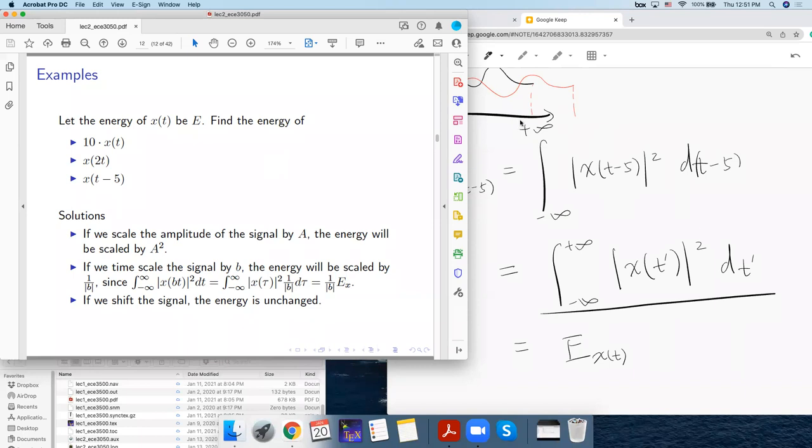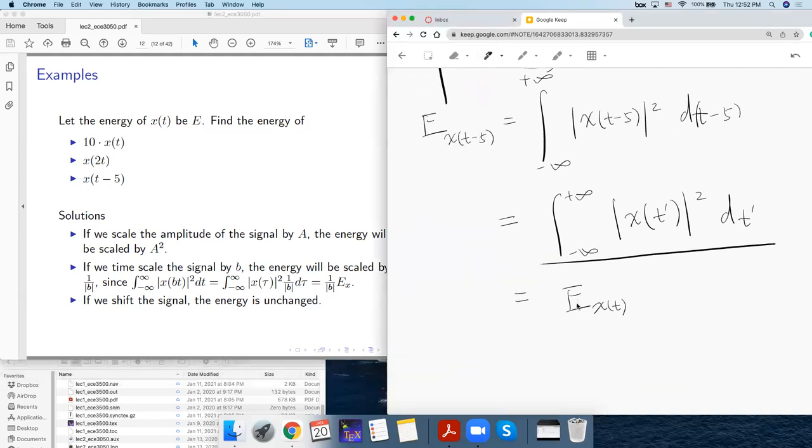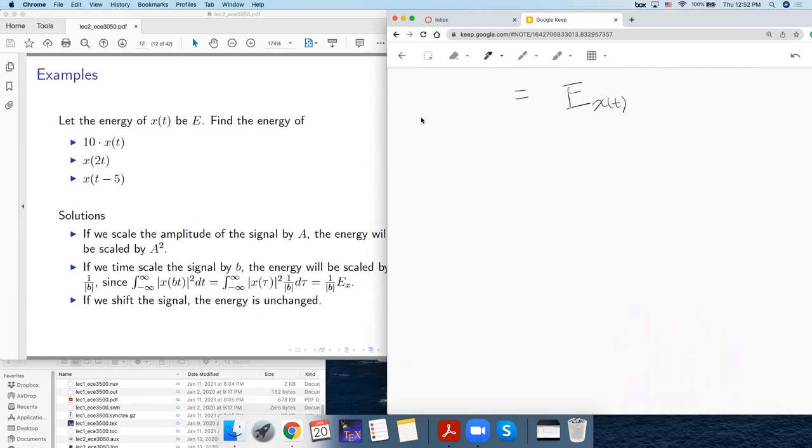So what you are saying is that sometimes we don't have infinity here. We have a finite interval. Yeah. Right. Let me think about this. I think that may change the signal energy in some cases. But let's put it in this way. I think this applies to any signal. Okay, I think it's a little bit tricky.